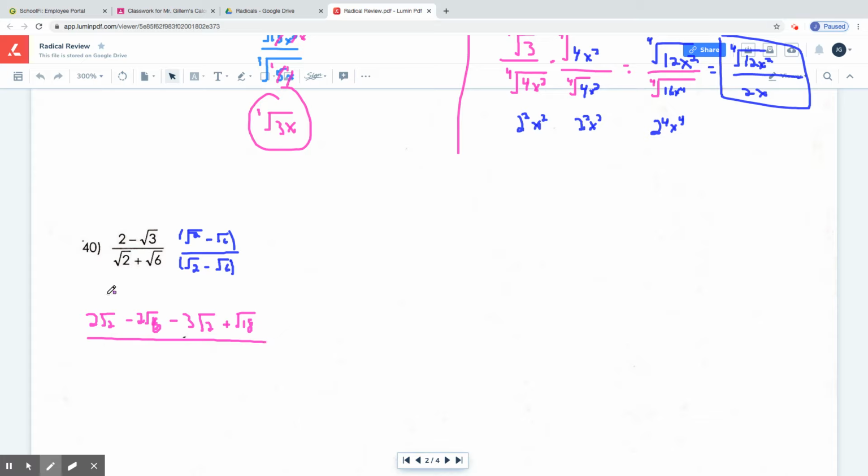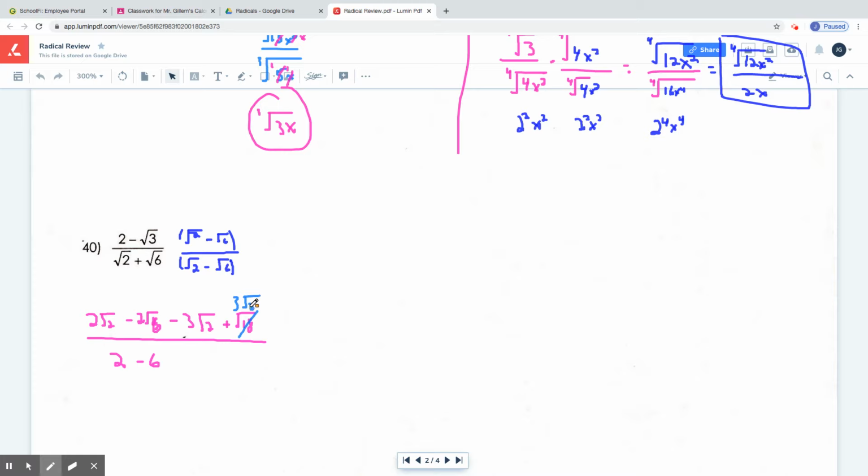And then on the bottom, they're conjugates. So it's root 2 times root 2, which is 2. Root 6 times root 6, which is 6. Subtract them. Now we do have some things with root 2s. What is the square root of 18? It's 9 times 2, so it's 3 root 2.